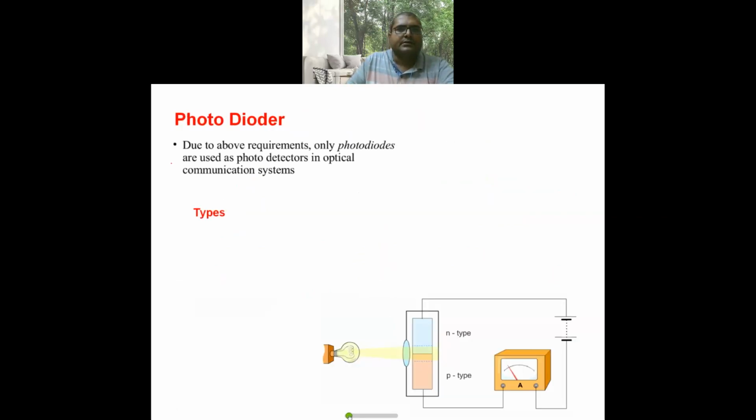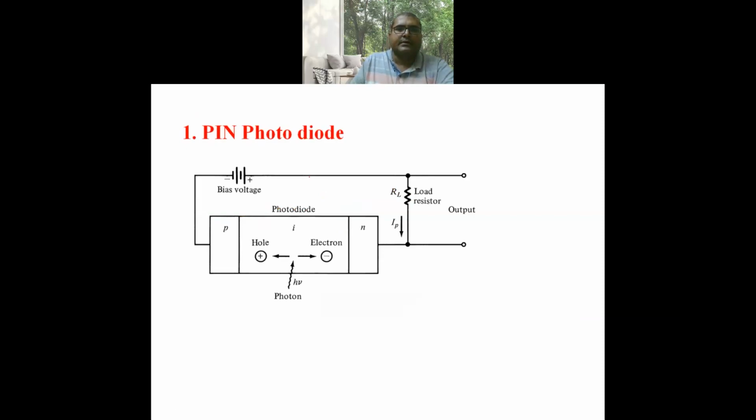Due to the above requirements, only photodiodes are used as photodetectors in optical fiber communication systems. The types of photodiodes used in optical fiber communication are the PIN photodiode and the avalanche photodiode, APD. The first one is the PIN photodiode.